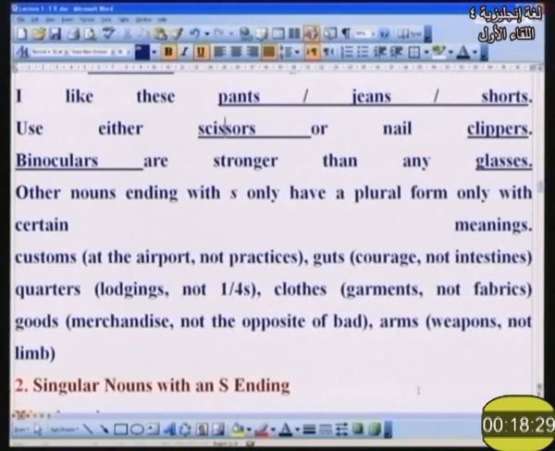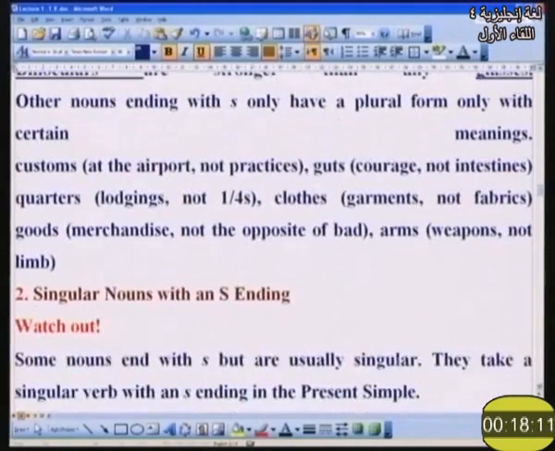Quarters. Quarters معناها سكن. Okay. Lodgings, not 1/4. Clothes. It's garments اللي هي الملابس, not fabrics, مش الأقمشة. It's also always plural. Goods. بضائع. Okay. Merchandise. بضائع not the opposite of bad. ما هياش good اللي هي ما حدش يتخض يقول goods. Adjective ازاي تاخد اس. Arms اللي هي الأسلحة. اللي هي weapons not limb. مش الطرف, مش الدراع, لكن arms اللي هي الأسلحة. It has no singular.